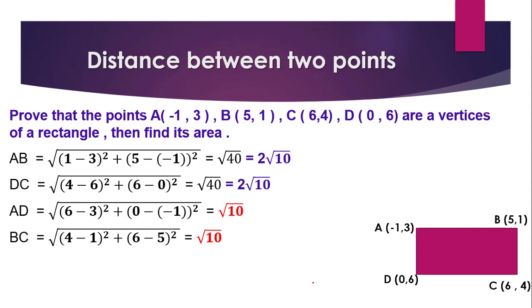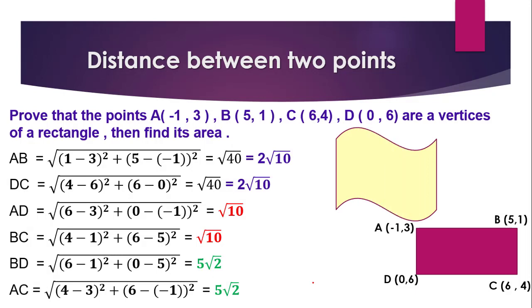I want to prove that this parallelogram is a rectangle. We all know that a rectangle is a special case of a parallelogram. So I should prove that the diagonals are equal, BD equals AC. So I'll calculate BD and AC. BD is 5 root 2 and also AC is 5 root 2. So this is a rectangle because they are equal.